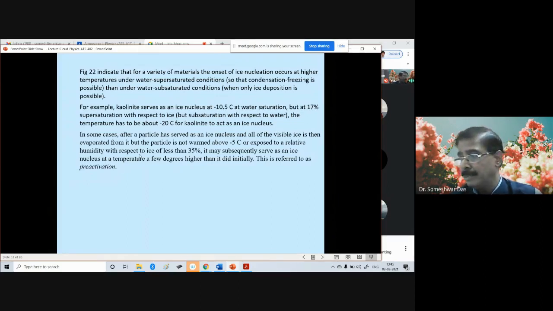Pre-activation, just like in the case of warm cloud, where we discuss that the water droplet is activated inside the cloud. Similarly, in the case of the cold cloud, some nuclei which in the beginning served to nucleate ice at a relatively low temperature will subsequently act as ice nuclei at a temperature a few degrees higher than they did initially. This is referred to as pre-activation.